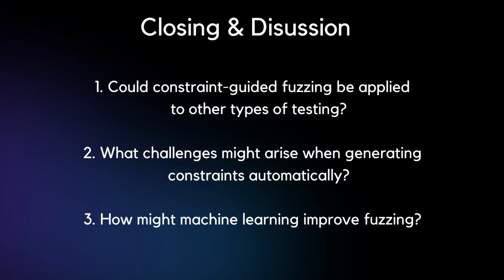These questions highlight how fuzzing research continues to evolve and how techniques like constraint guidance could be combined with other approaches.